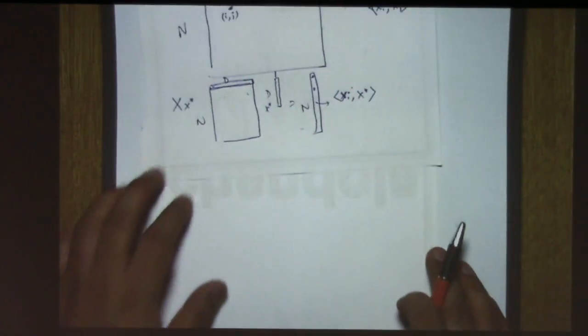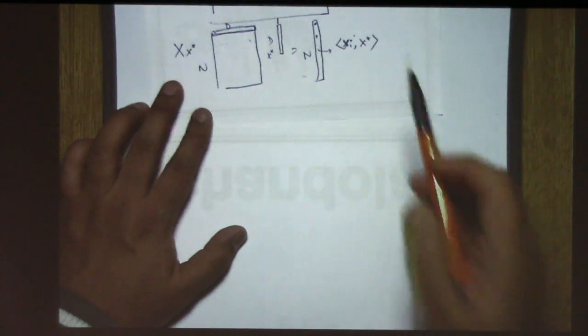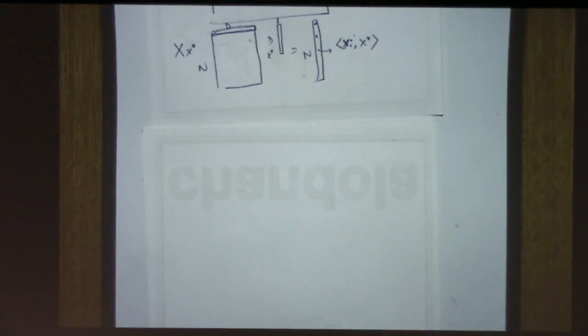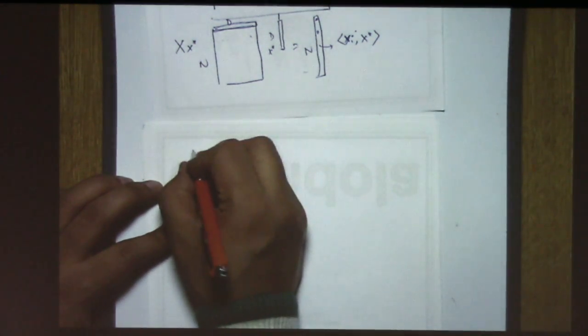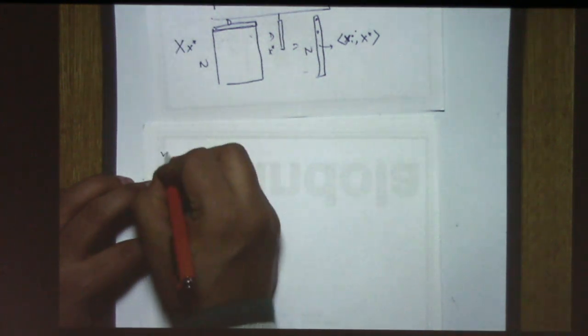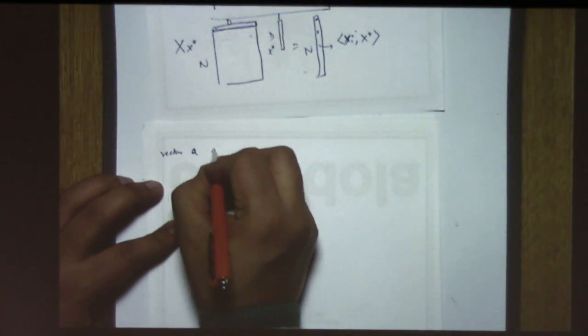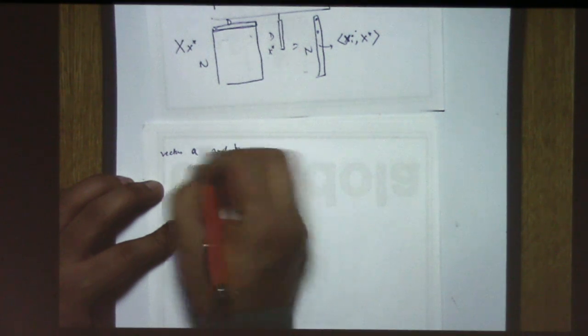The second point is that if you think of a dot product, it is some kind of a similarity measurement between a pair of objects. So if we go back to our geometry, if I have two vectors A and B, let's say these are two vectors.